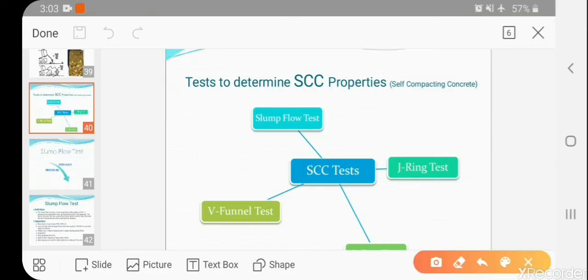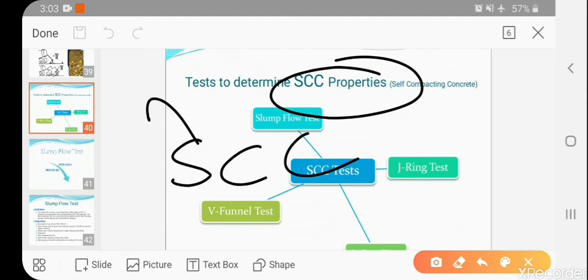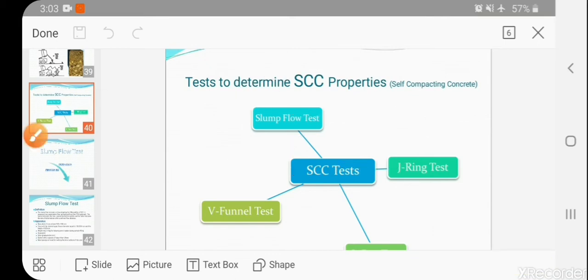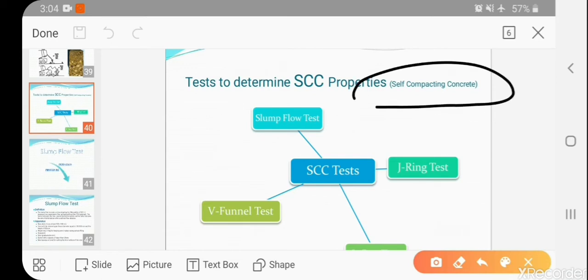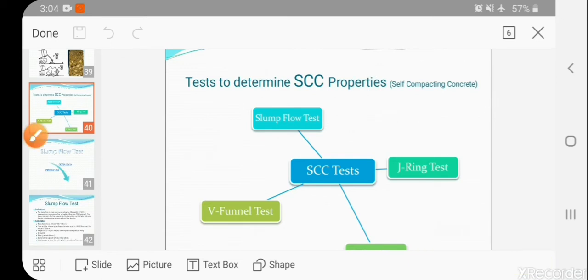So here we are discussing the SCC. What do you mean by SCC? S indicates self, C indicates compacting, another C indicates concrete. So it is called self compacting concrete. In this self compacting concrete, there will not be usage of any external vibrators. Here we just set the concrete with the help of the self weight of the concrete, and we are not applying any external load or any external vibrators. We can see in the next slide.